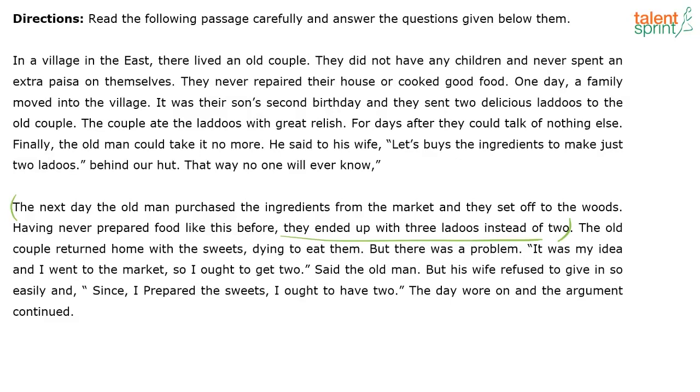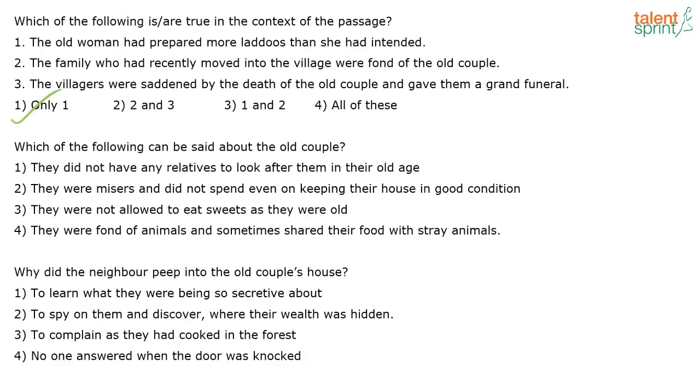Yeah, it's right here, right? First paragraph. It does not say they did not have any relatives to look after them in their old age. That might be the case, but that's not specifically mentioned in the passage. It just says that they don't have children. But what is more specifically mentioned is they never spent an extra paisa on themselves, which means misers. That's the definition of a miser. They never repaired the house or cooked good food, right? So even keeping their house in good condition. There you go. That's our answer, and obviously it has to be option 2 because of that.